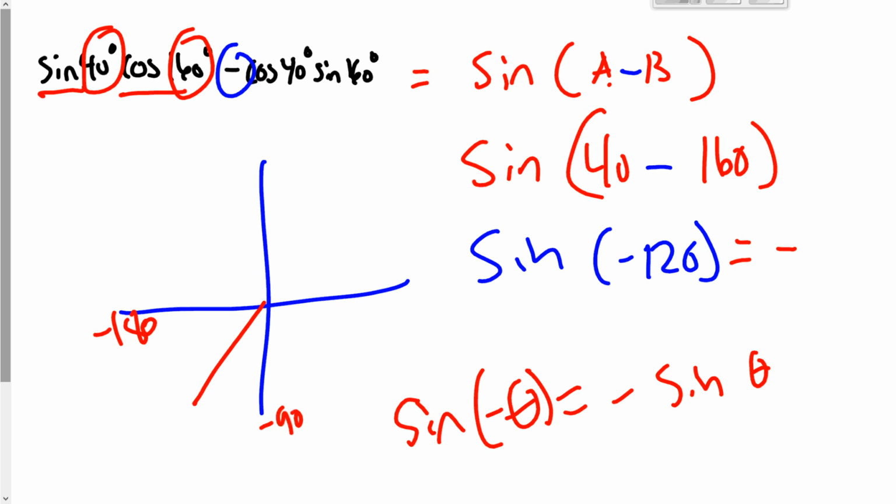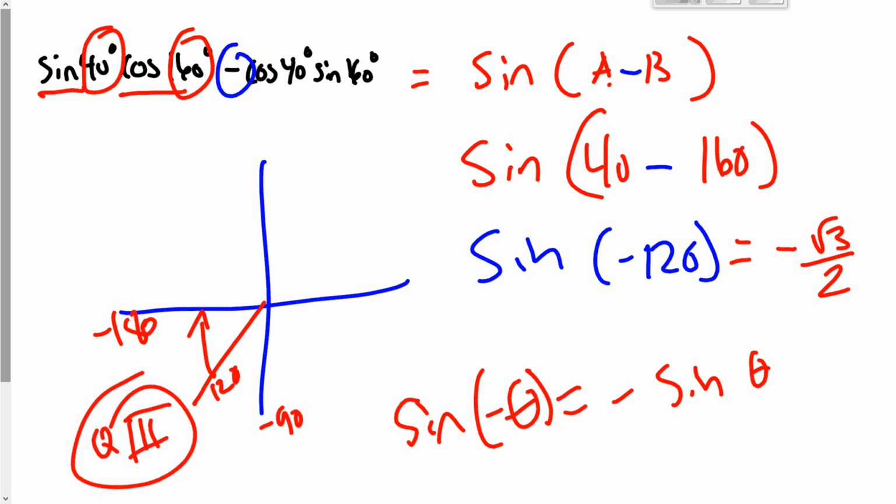And so the reference angle is 60, because if we take 120 and we add 60, we get to 180. So a 60 degree angle of sine is root 3 over 2. And since we're in the third quadrant, sine is negative, so it's going to be negative. Okay, so there's our answer for that.